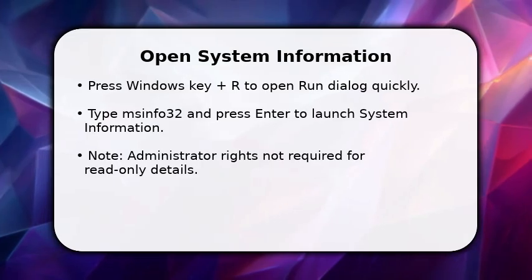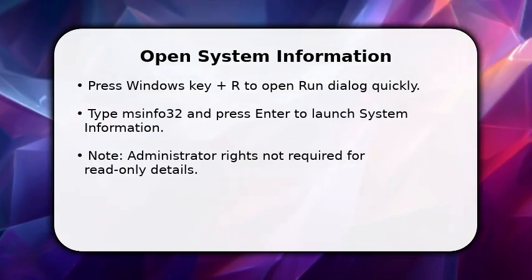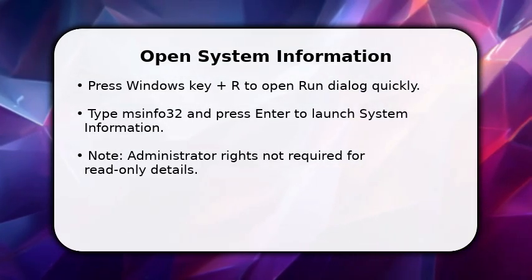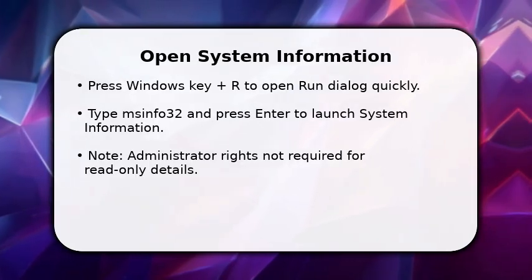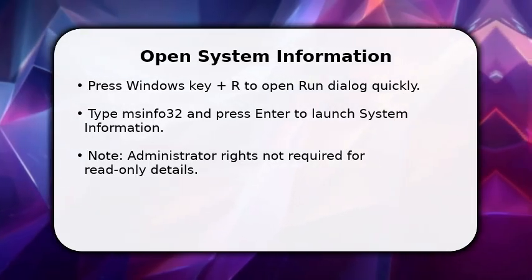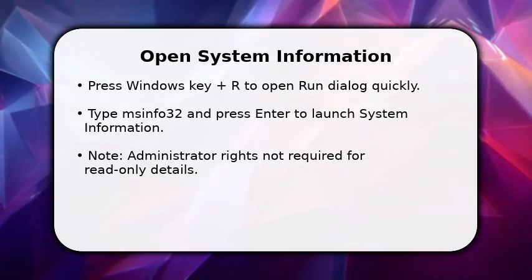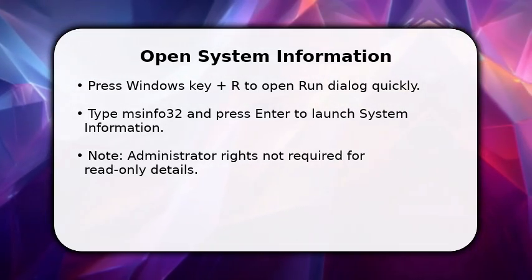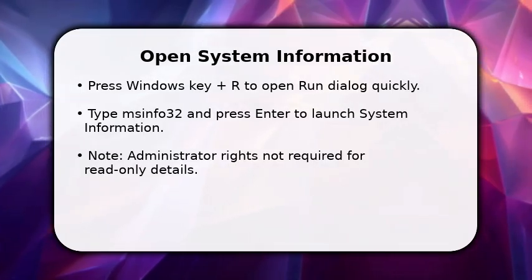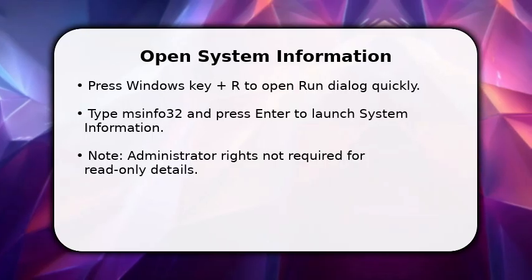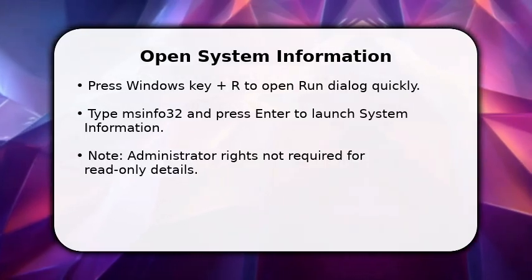You start by opening the Run box. Press Windows key plus R, type msinfo32, and hit Enter. This launches the System Information tool, which aggregates hardware, software, and resource summaries in one view. You're doing this now so you get an authoritative snapshot. It's faster than hunting through multiple settings pages. Make sure the window finishes loading before you click.